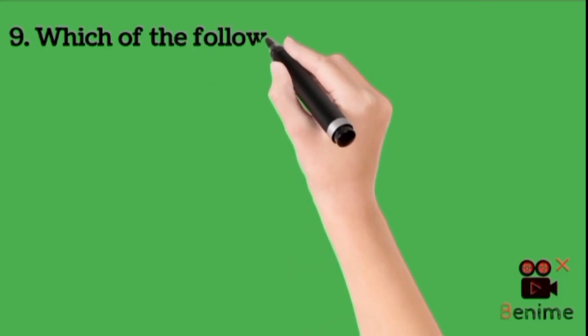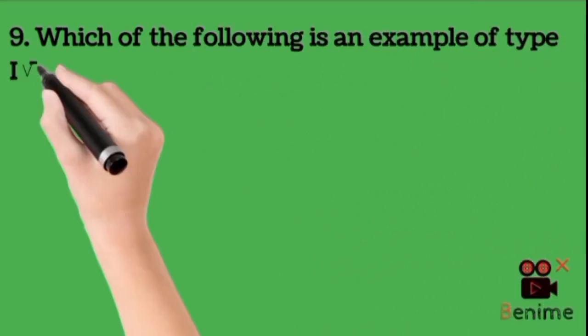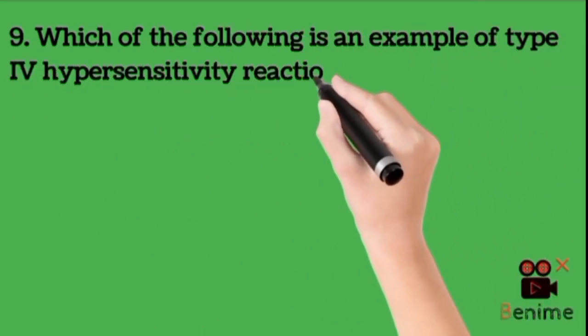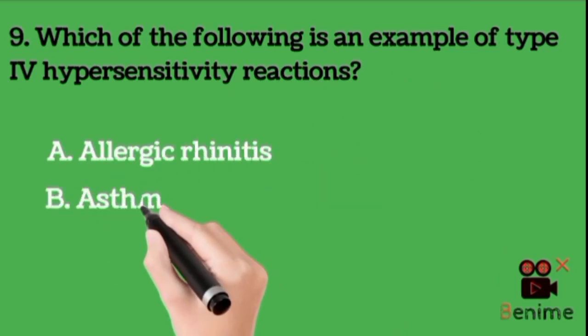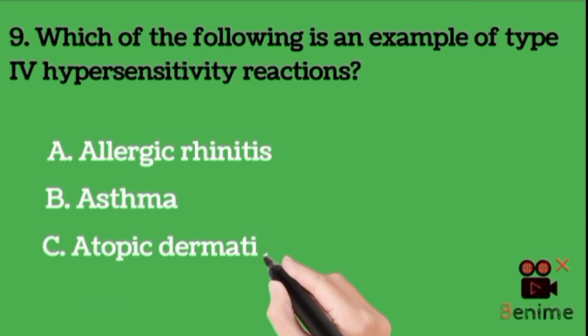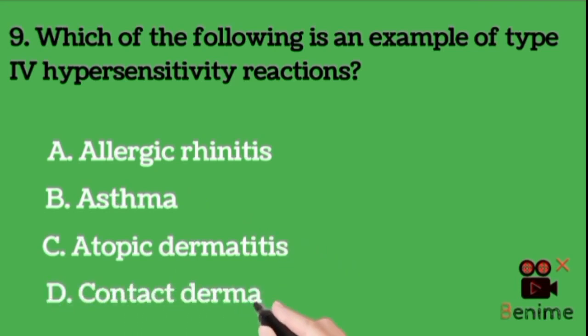9. Which of the following is an example of type 4 hypersensitivity reactions? A. Allergic rhinitis. B. Asthma. C. Atopic dermatitis. D. Contact dermatitis.